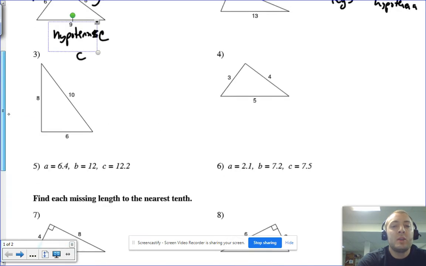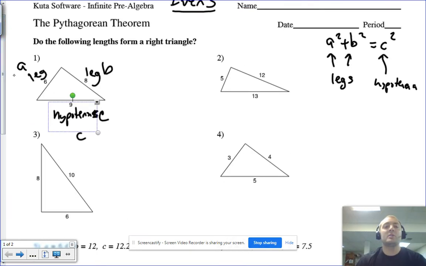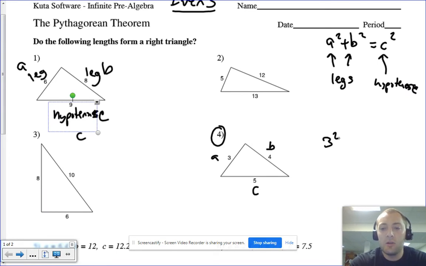All right, so let's go through one from this first part. It says, do the following lengths form a right triangle? Well, how do we know? The way we can tell is if a squared plus b squared equals c squared, because that is the Pythagorean theorem. So if it's true, then it's a right triangle. Let's take a look. Since I said evens for this one, let's just do number 4. If we go smallest to largest, this would have to be a, this would have to be b, and this would have to be c. So I would say 3 squared plus 4 squared equals 5 squared.